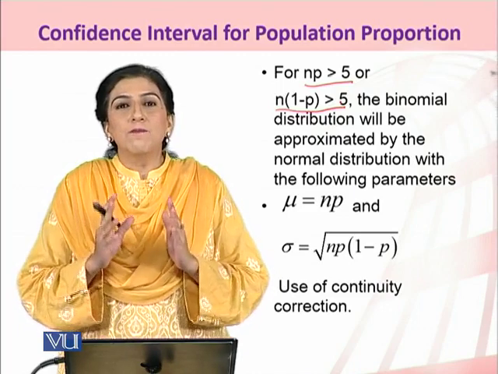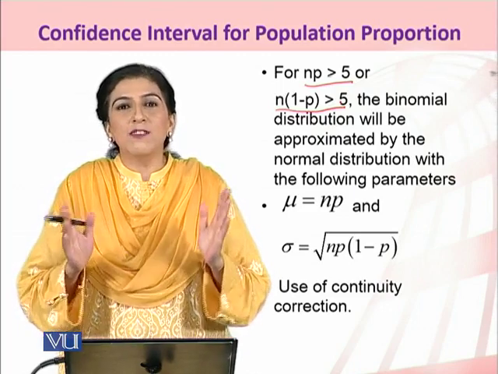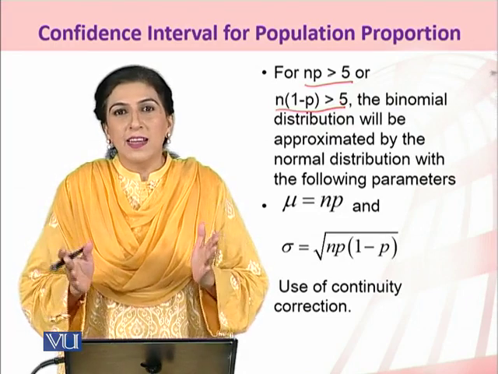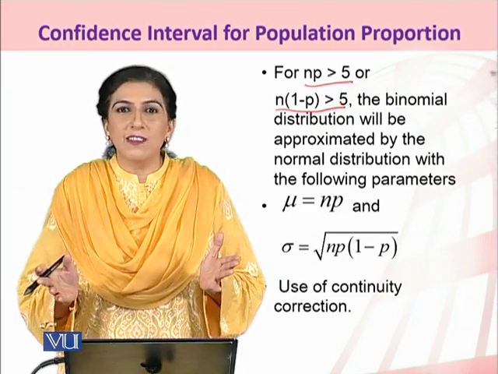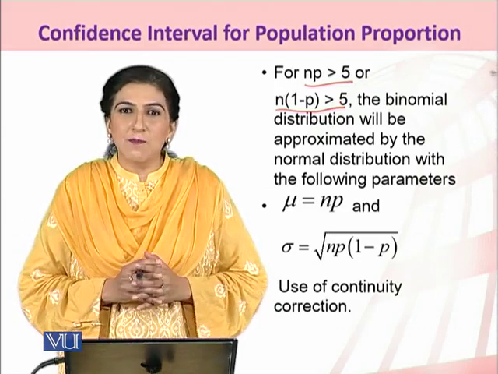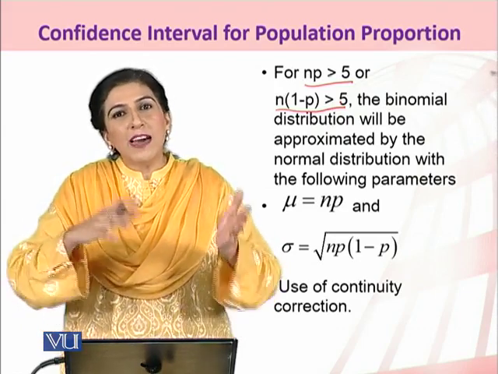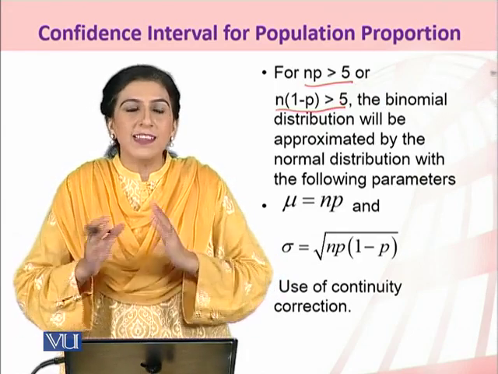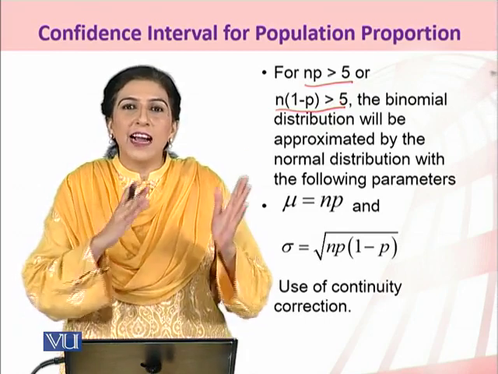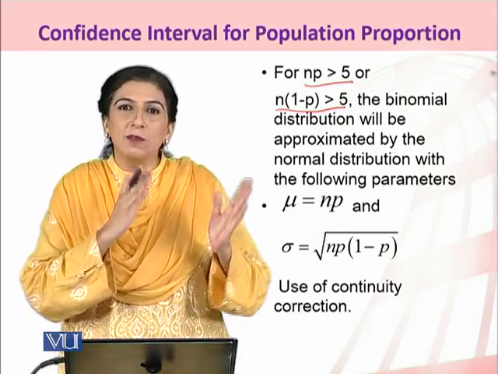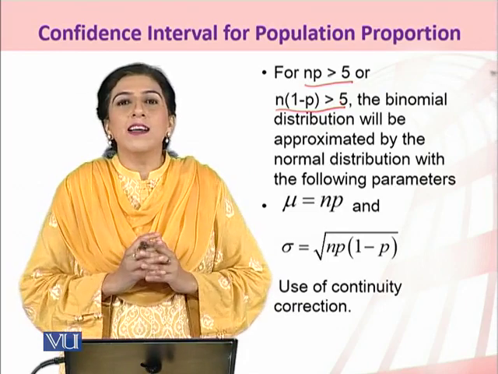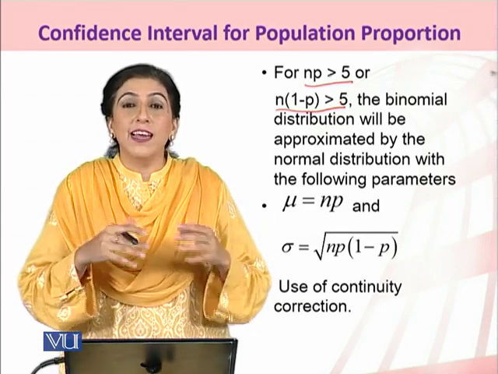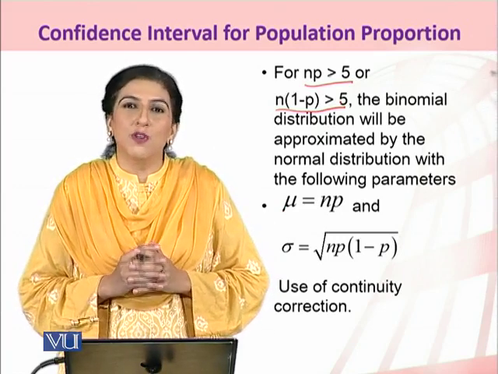Now students, the binomial distribution, as we know, has two parameters. One is n and the other is p. n is the total number of trials in our distribution and p is the probability of success. So if we are applying the normal approximation to the binomial using this criterion, we are converting the discrete distribution into a continuous distribution. So if we are converting it, then the parameters of the new distribution should also be known to us.